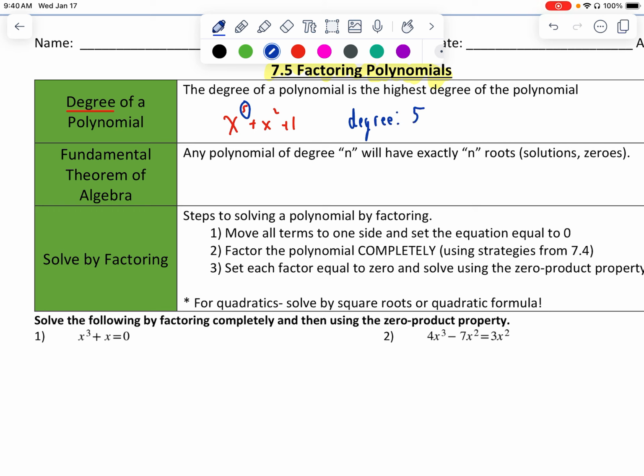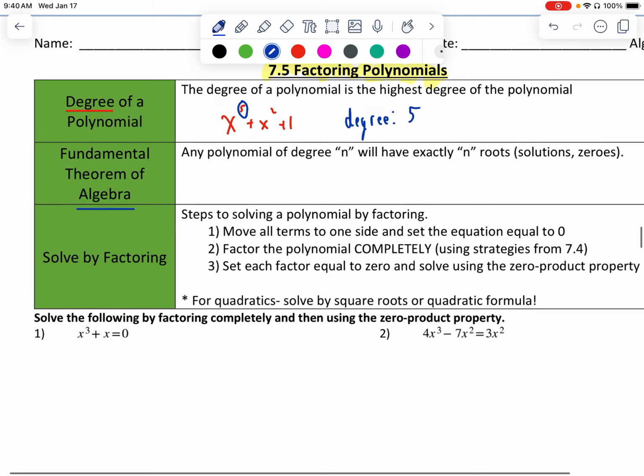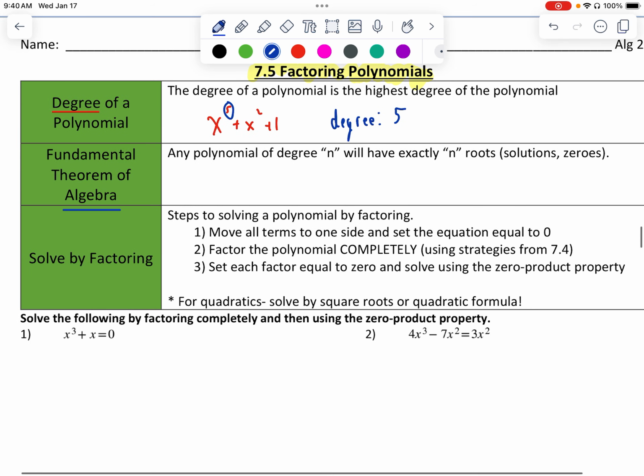It's kind of important to know that because we have something called the fundamental theorem of algebra, a crazy sounding name, very important sounding. You've used this for as long as you've ever learned algebra. We just don't always put a name on it. And that is that any polynomial of degree n will have exactly n roots. We also say solutions or zeros.